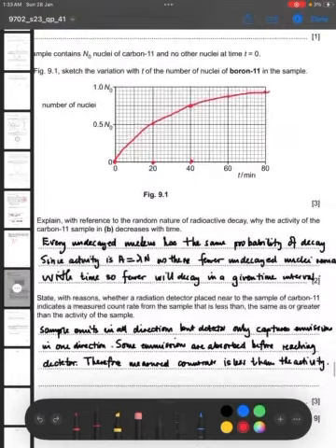Now the question asks: explain, with reference to the random nature of radioactive decay, why the activity of the carbon-11 sample decreases with time. They're asking you, why does the activity decrease with time?